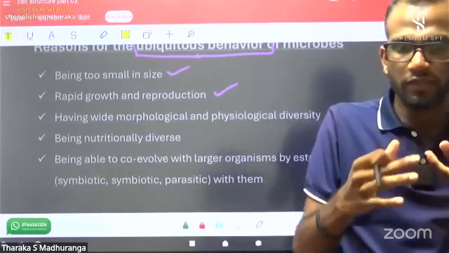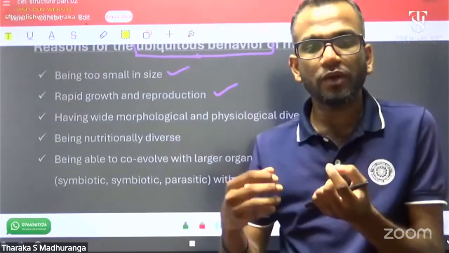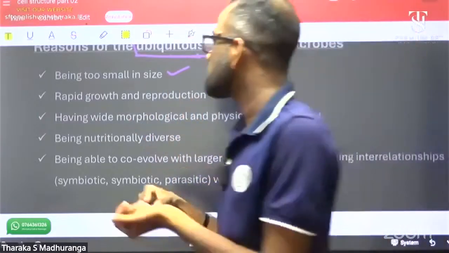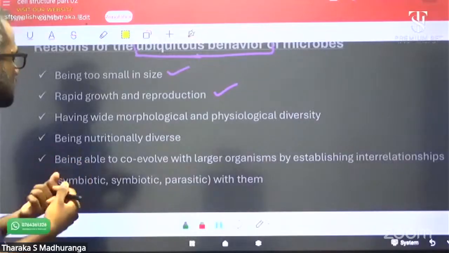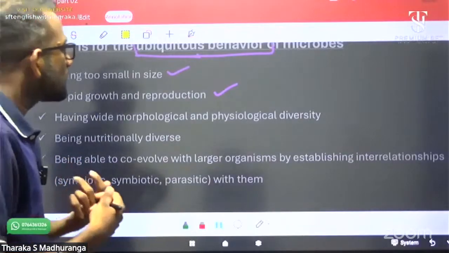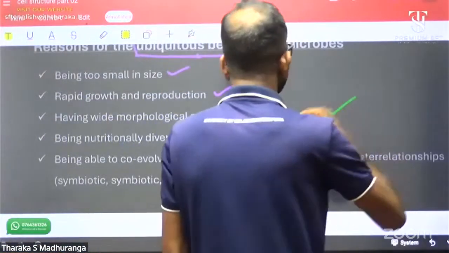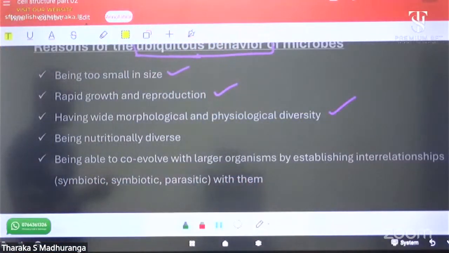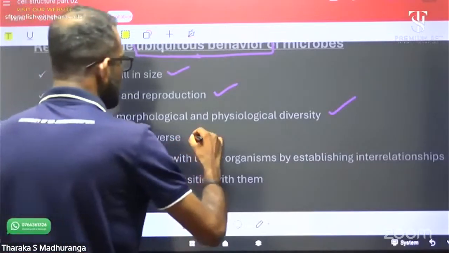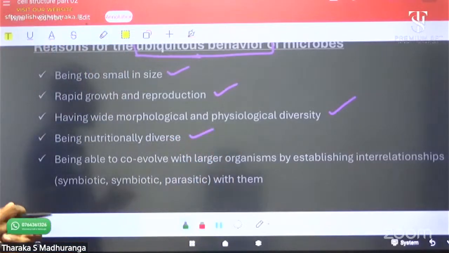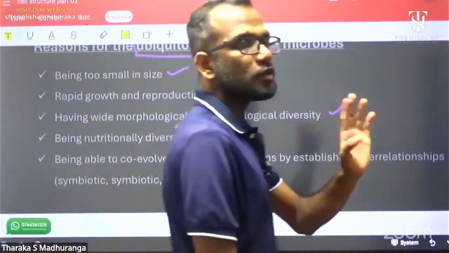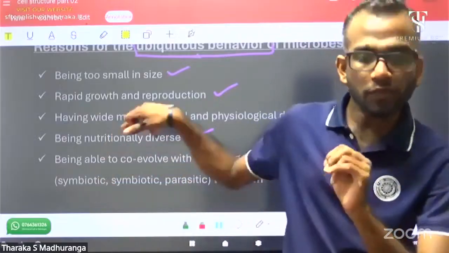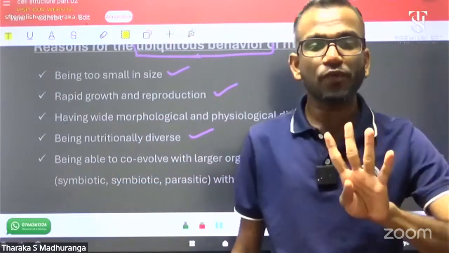Rapid growing: some microorganisms mature within a few hours and produce new cells. Rapid growth and reproduction rate. Having wide morphological and physiological diversity, and nutritional diversity. Morphological diversity means they have 4 respiratory types. Nutritional diversity means they have another 4 nutritional types.